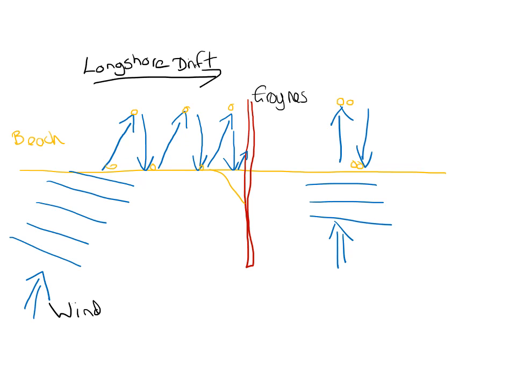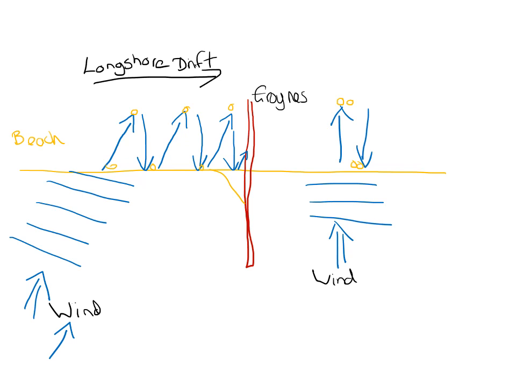Most of the time in the UK, our wind is blowing in from the southwest. So particularly coasts on the south coast of Britain are going to get waves that approach them from the southwest. Obviously, if the wind changes direction, the process of longshore drift is going to stop.